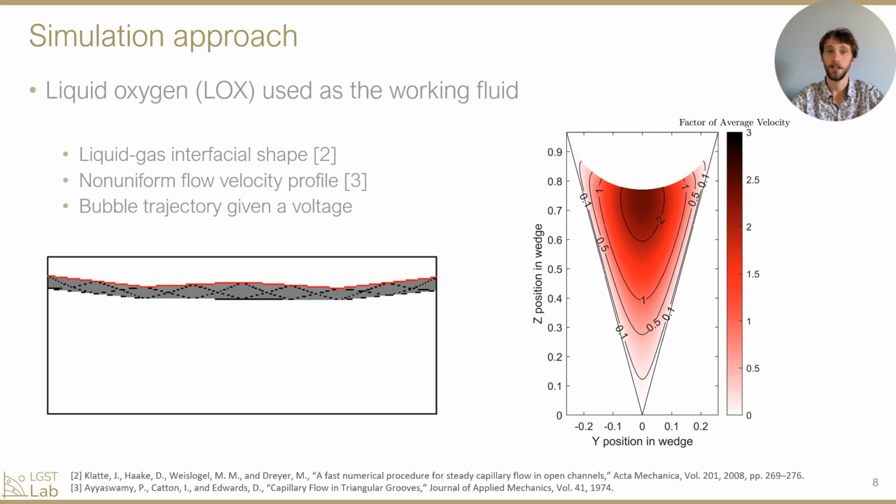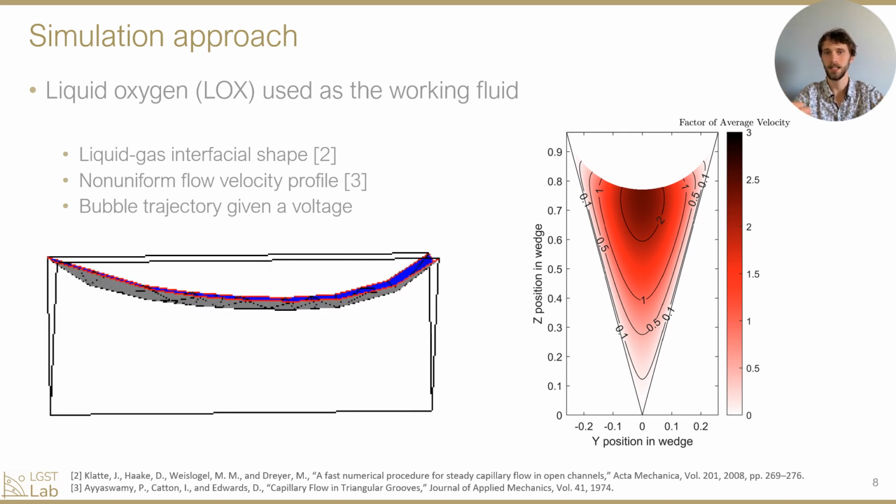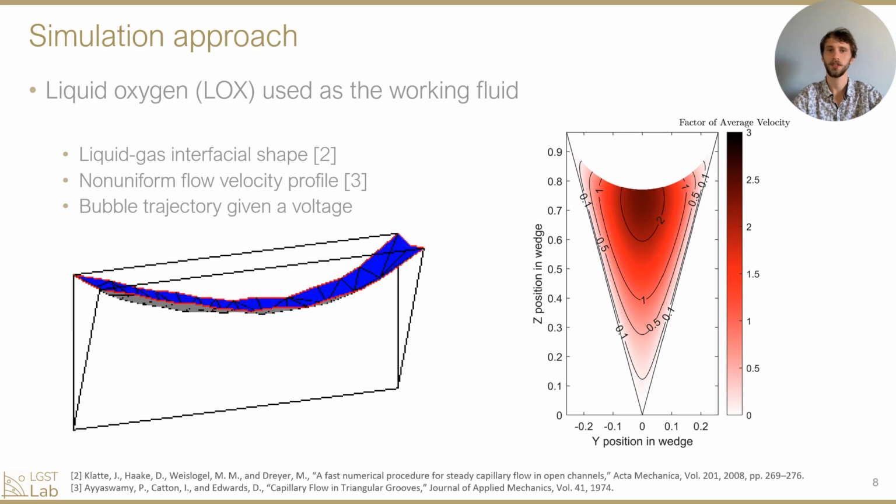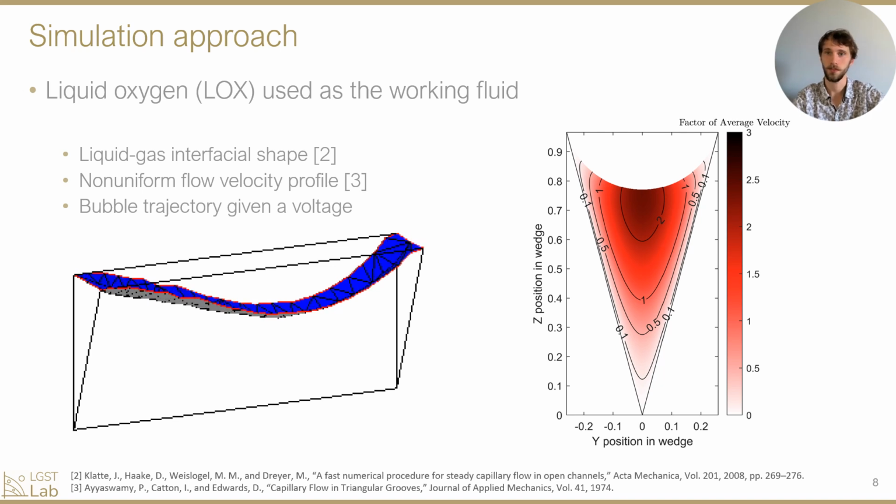What we want to know here is, for what geometries, at what voltages, does this dielectrophoretic wedge make sense? So to do this, we need to simulate this problem. The first step in doing so is to find out, what does the liquid-gas interface look like? And we've chosen liquid oxygen because it lends itself well to dielectrophoresis by it being non-conductive, and it's also very relevant for space missions.